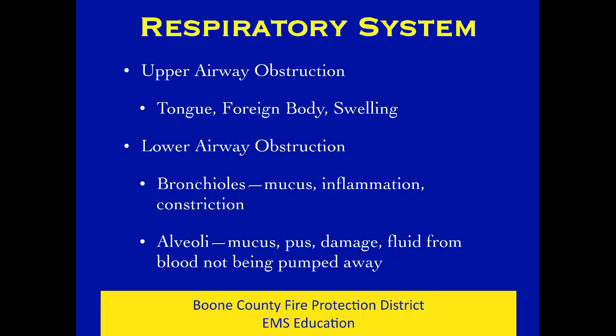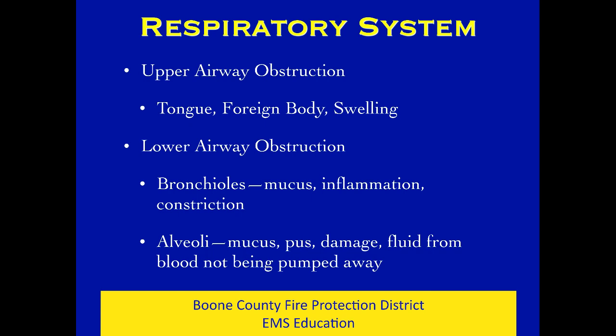Respiratory system you can divide into upper and lower airway. Upper airway must be patent in order for us to get good ventilation to the lower airway. Upper airway obstructions most commonly are the tongue, and then there are, of course, foreign bodies, and then also swelling, an inflammatory response, or as a direct result of some insult such as inhaling superheated gases or something, more commonly from an allergic reaction where you have swelling in the upper airway.